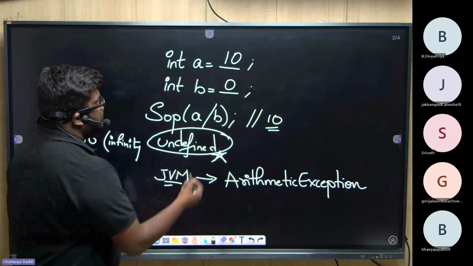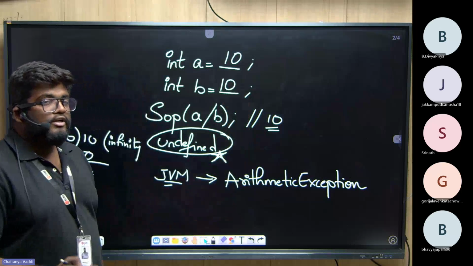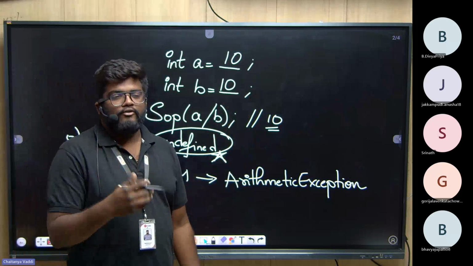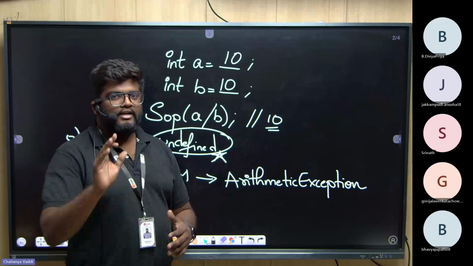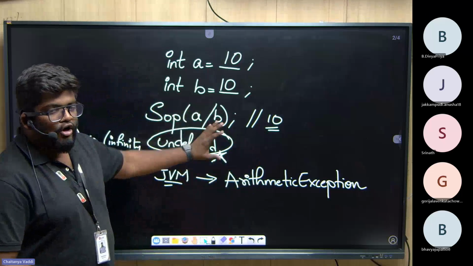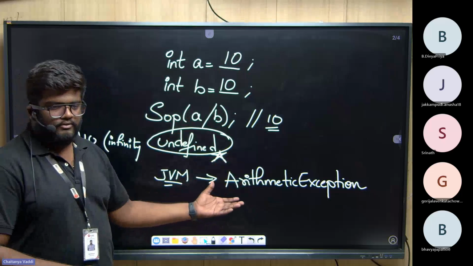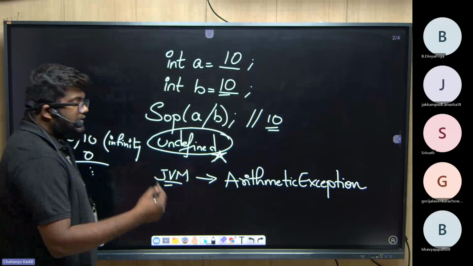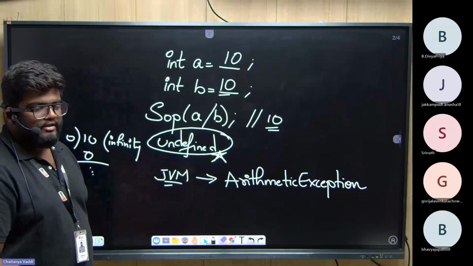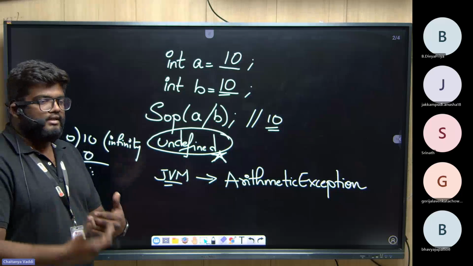If there are other chances of the user providing 10, what is the probability of the user inputting 0 in the denominator here? Very, very less, right? So there might be chances of not getting an exception, and there might be chances of getting an exception also. In this scenario, it might not always result in an exception, so those kinds of problems are considered as exceptions.